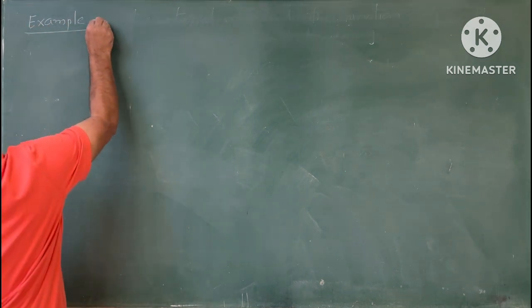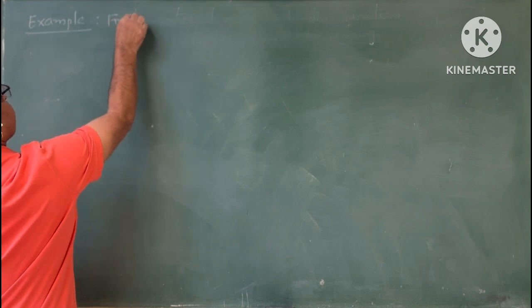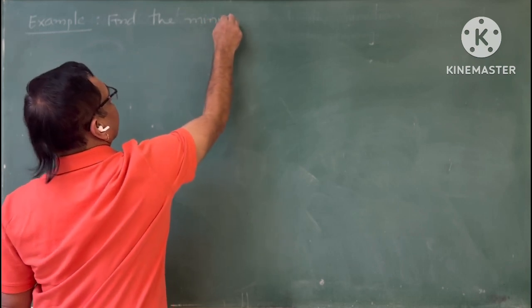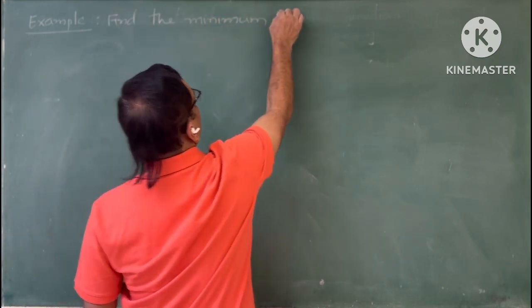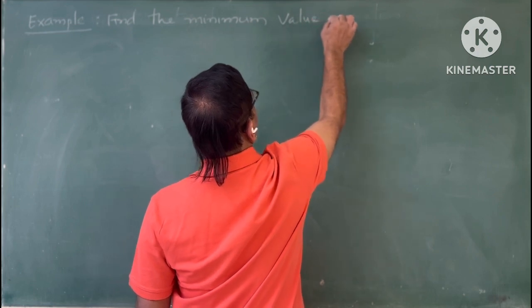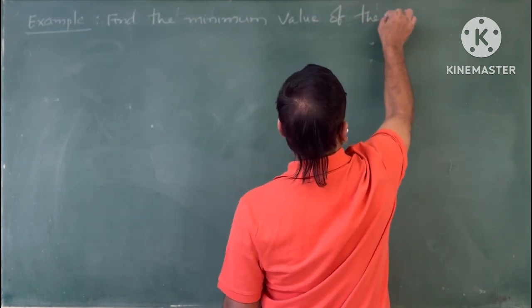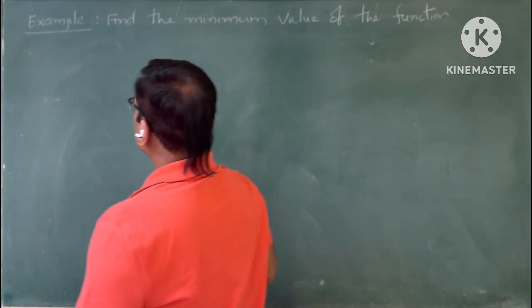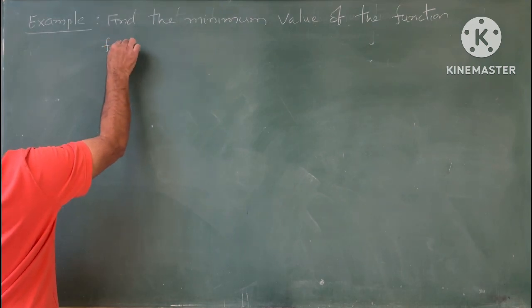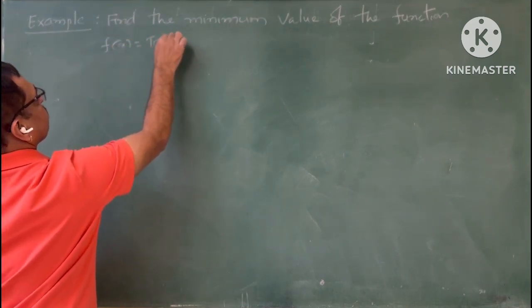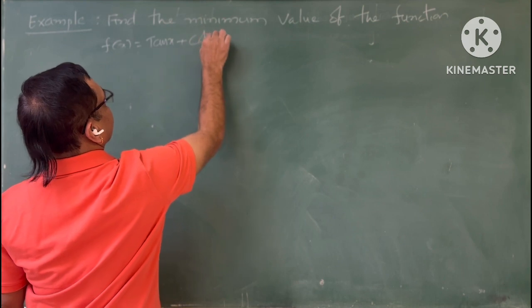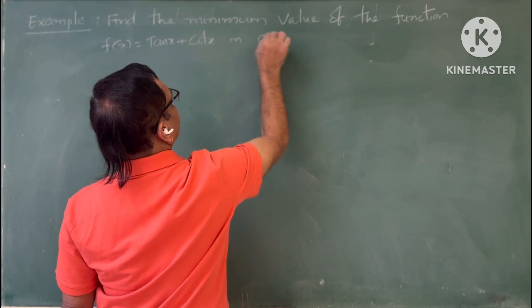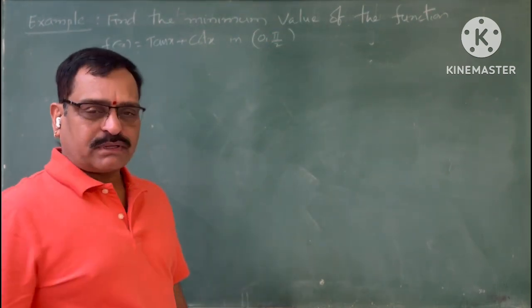Find the minimum value of the function f of x is equal to tan x plus cot x in 0 to pi by 2.